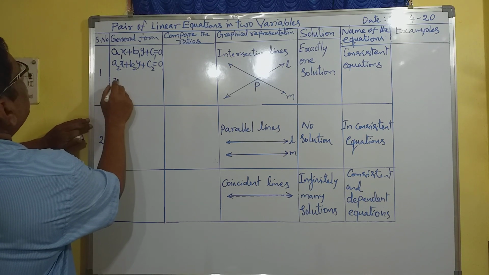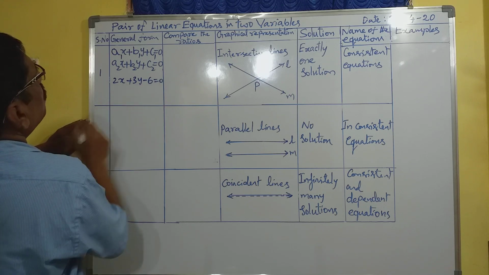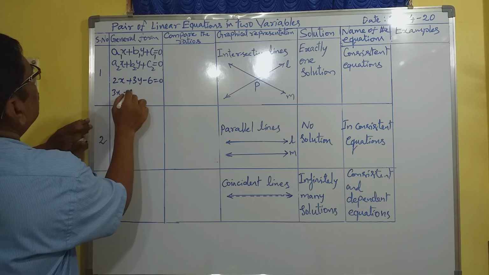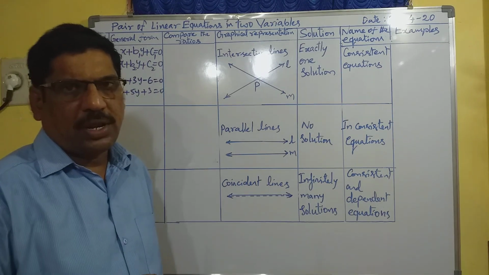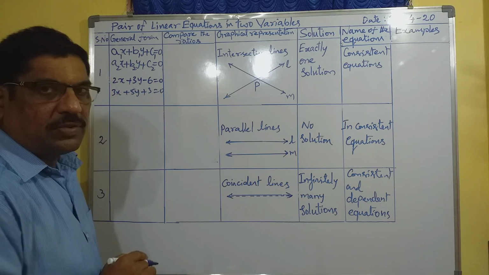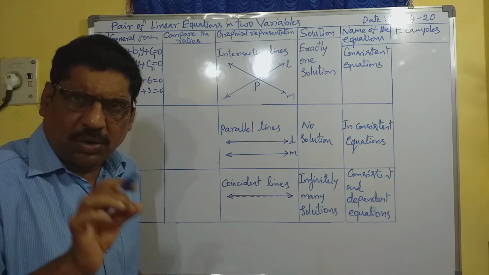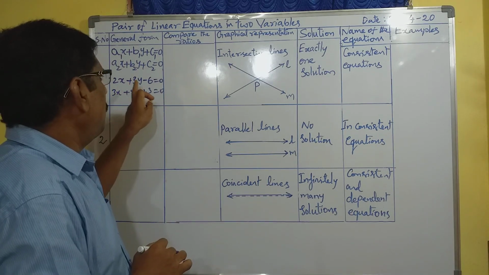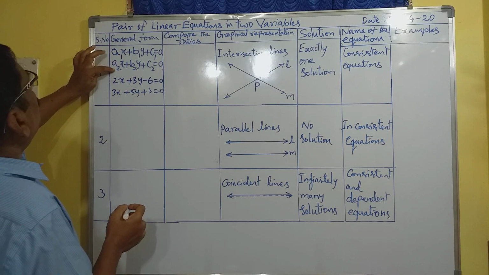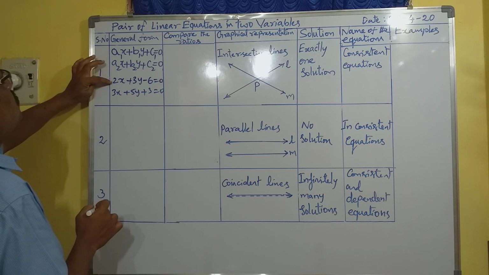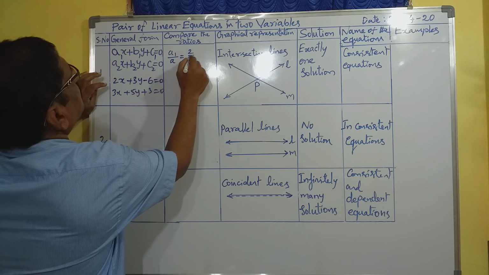Let us take 2x plus 3y minus 6 is equal to 0 and 3x plus 5y plus 3 is equal to 0. Here there is a pair of linear equations. Let us compare the coefficients of x, y and the constants. Now, a1 and a2. What are a1 and a2 from the given equations? 2 and 3. So, a1 by a2 is equal to 2 by 3.